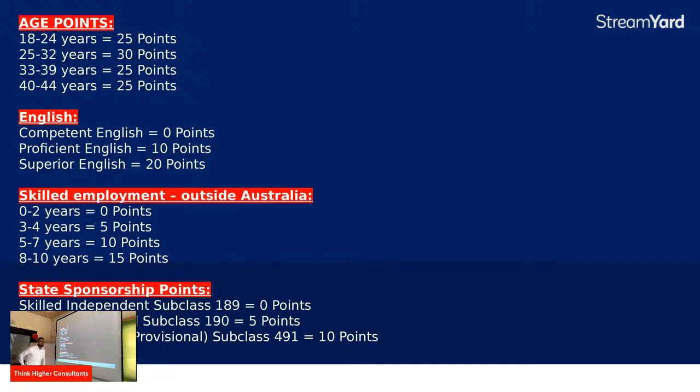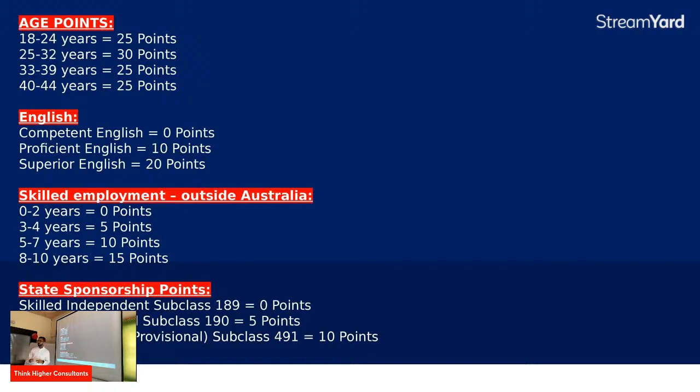Skilled employment outside Australia. They have divided skilled employment into two different types: one is outside Australia, the other is inside Australia, which is mainly called the onshore experience. We're talking about the offshore one. The minimum points you'll get is 5 when you reach 3 years of experience, so 36 months of experience is required. If you need more points, then you need 5 years of experience, up to 7 years, to get 10 points. 8 to 10 years leads to 15 points. Now, here is a catch.